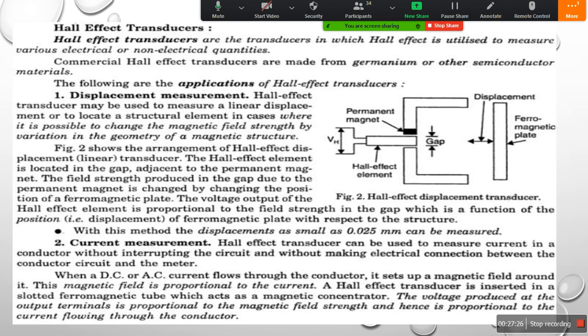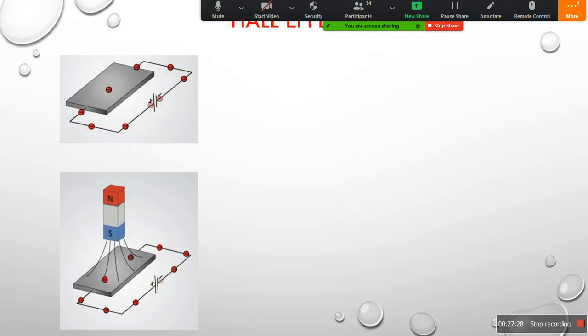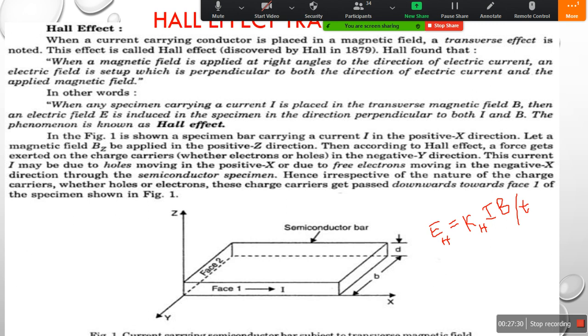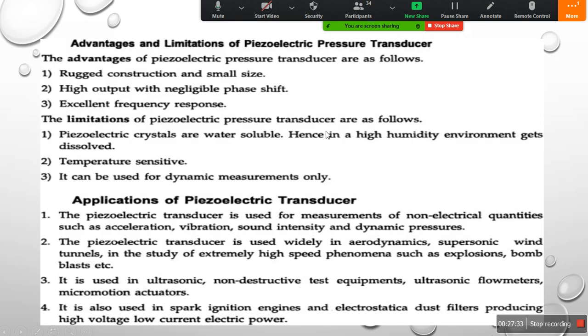But before going to the Hall effect transducer, I'll show you a video of this piezoelectric transducer in order to understand it more clearly.